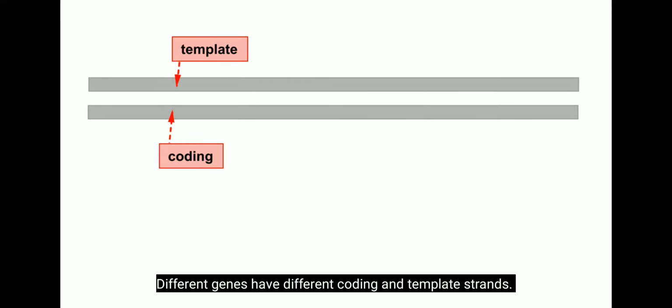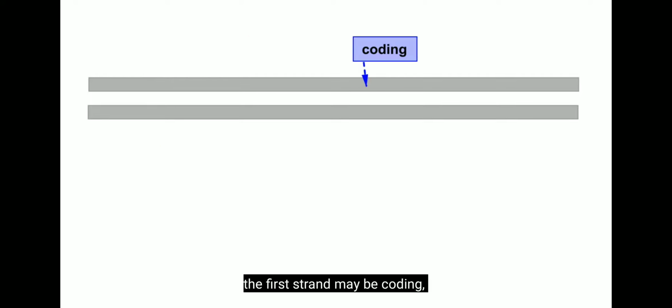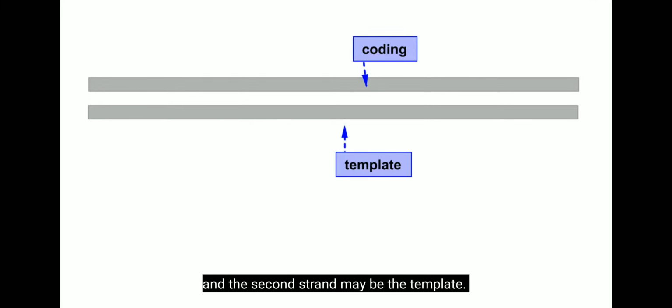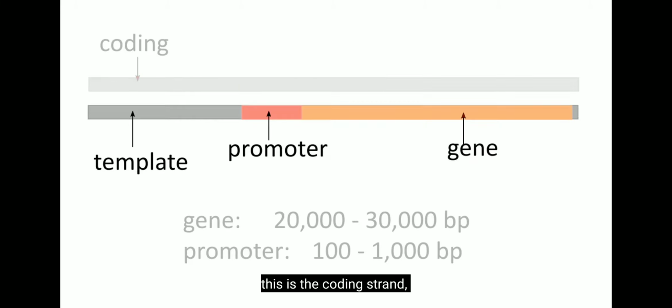Different genes have different coding and template strands. For another gene, the first strand may be coding and the second strand may be the template. For this gene, this is the coding strand and this is the template.